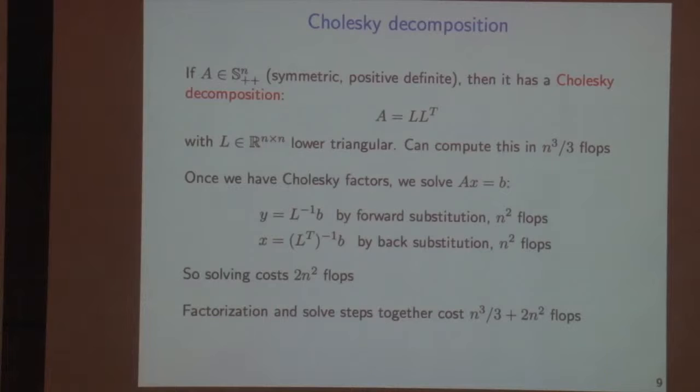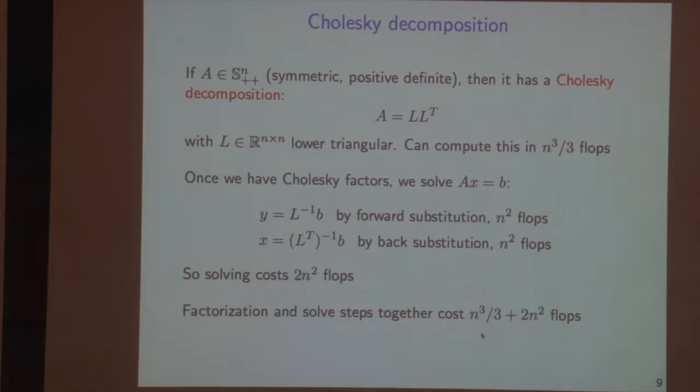Once we have the Cholesky factors, we can solve the linear system very quickly just by performing 2 triangular system solves. We first solve for y equals L inverse times b by forward substitution. That takes n squared flops. And then we solve for L transpose inverse times y (that should say y, not b here, it's just a typo) by back substitution, because this matrix is upper triangular, and that's n squared flops. So computing the factorization takes n cubed, solving takes n squared once we have it.